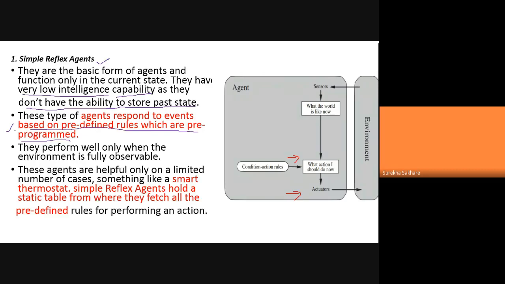That means this is obviously possible only in the fully observable conditions of the environment. We have seen fully observable means we can totally make out the arrangement in the environment. We have totally understood the environment. Okay, so then only this is going to be done. Now this is going to help in some ways only, not in many ways.